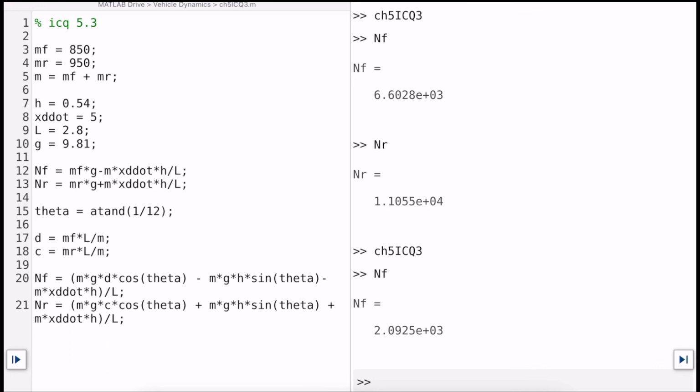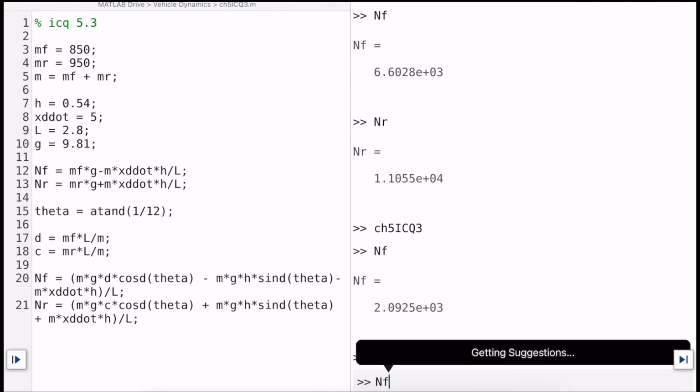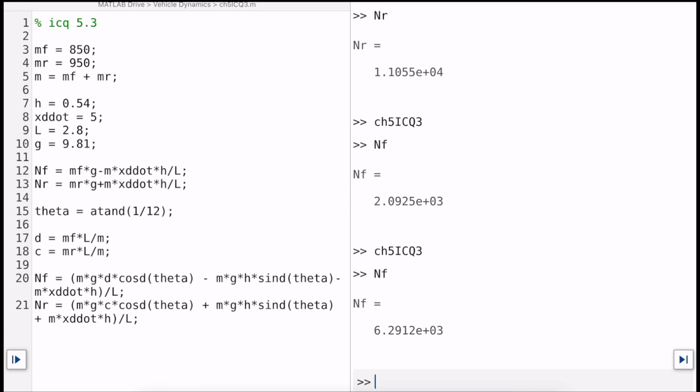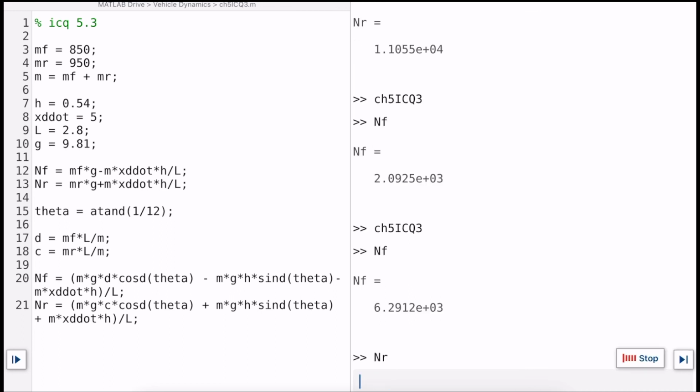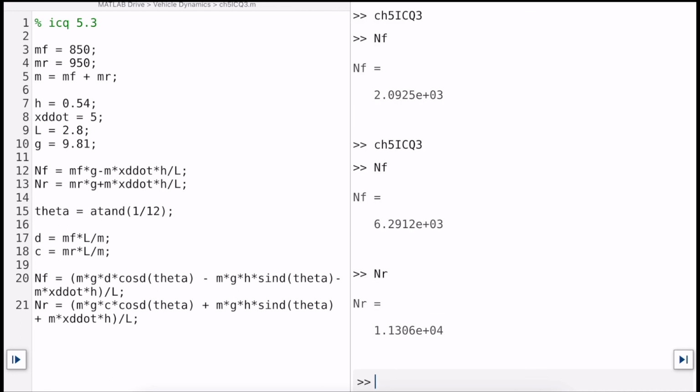M times G times D cosine theta. Oh, cosine D. Don't fall into the trap where you mix up your degrees and radians. Naughty. Right, let's try again. So 6,291 newtons, and then NR is 11,306. So although we're going up a hill, there's going to be more weight transfer to the back, but it's still not enough for it to lift. It's still got 6,000 newtons on the front axle.